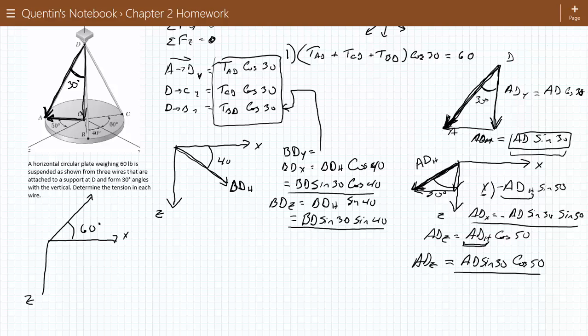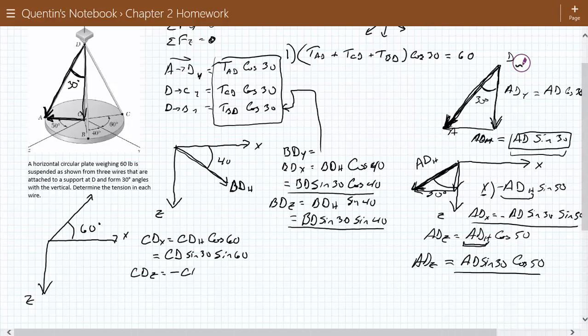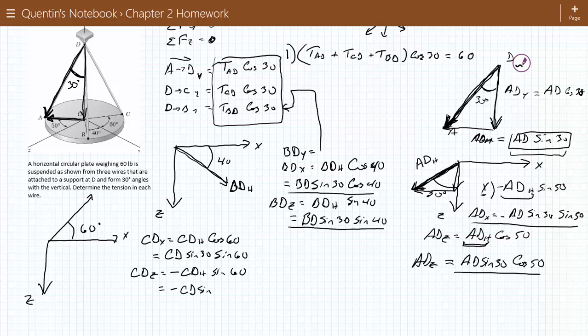And so therefore, CD in the x is going to be CD, the horizontal portion of it, times cosine of 60. So again, the horizontal portion of that is CD times sine 30, sine 60. And CD in the z, this is the positive z direction, so it's going to go in the negative direction, right? So it's going to be minus CD horizontal times sine of 60. So that is minus CD sine 30 sine 60.